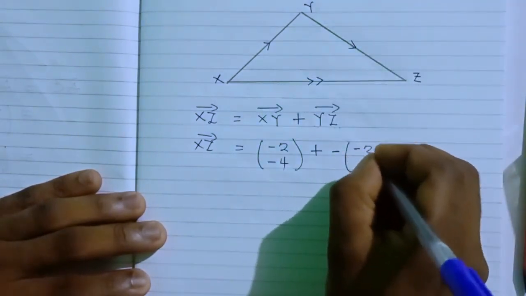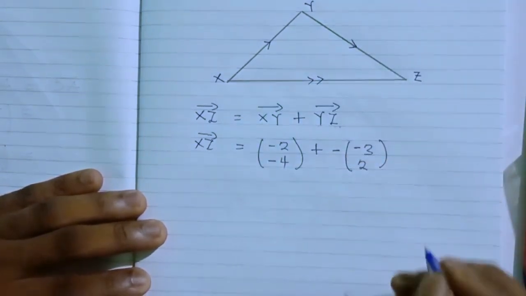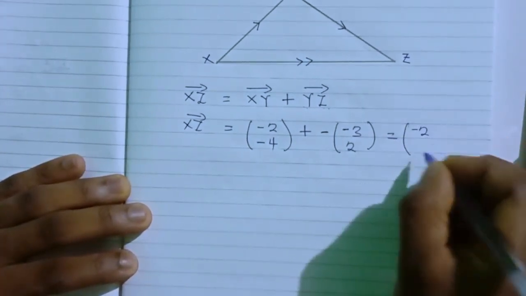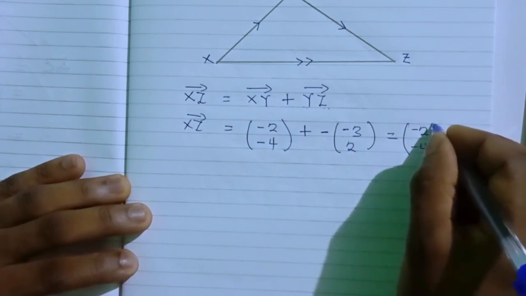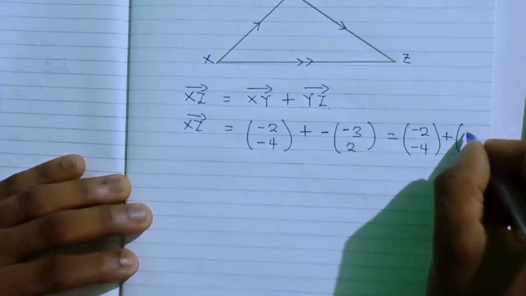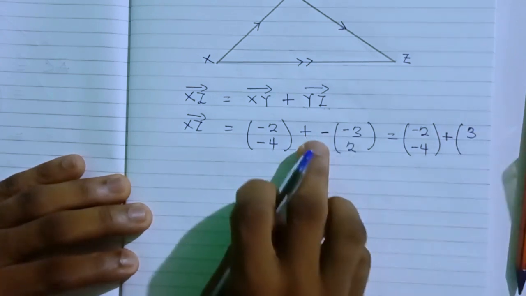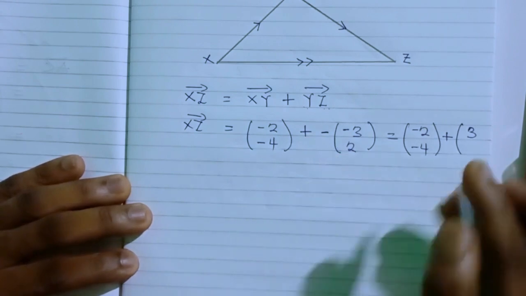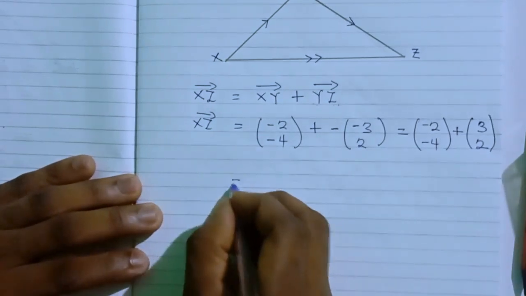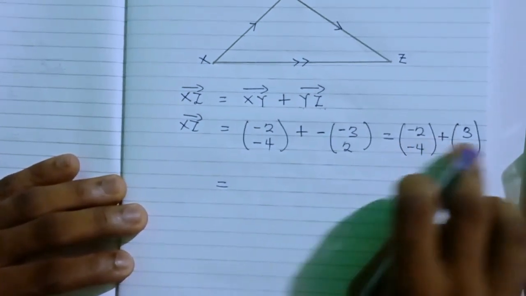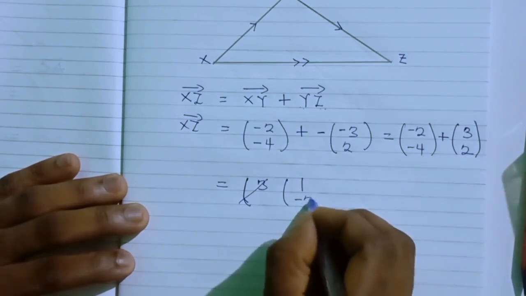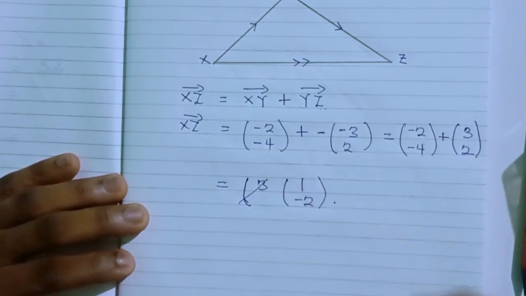So -3 and 2. This will be equal to -2, -4 plus, negative times negative will give you positive. So this is 3. Negative times 2 will be negative 2, so I'll come and add. -2 plus 3 will give you 1. -4 plus 2 will give you -2. And this is your final answer.